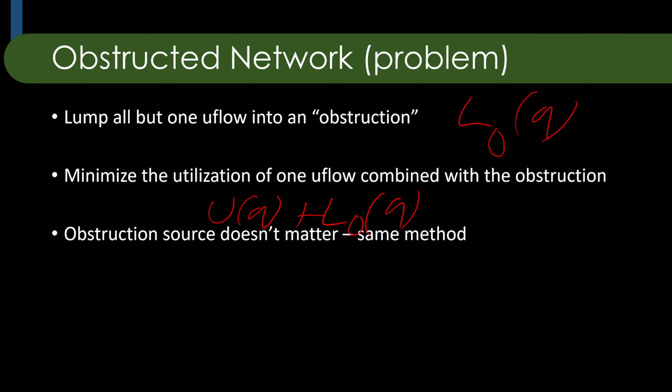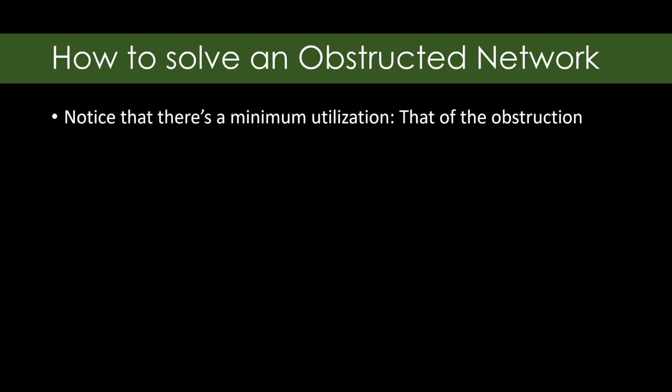Now the thing is, we don't actually care what caused the obstruction. It could be traffic, it could be a temporary closure, it could be a whole bunch of things. We don't actually need to use any of that. So let's solve one of these obstructed network problems. The first thing we can say is that we can't be any better than the obstruction itself, because flows are never negative, and if you add two things that are non-negative, it's the same or bigger.